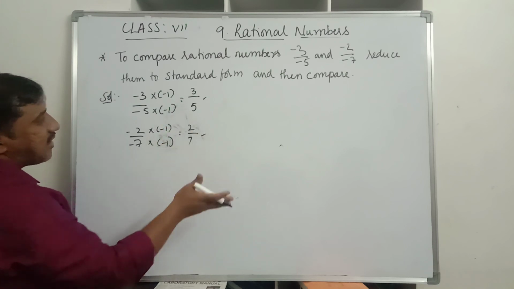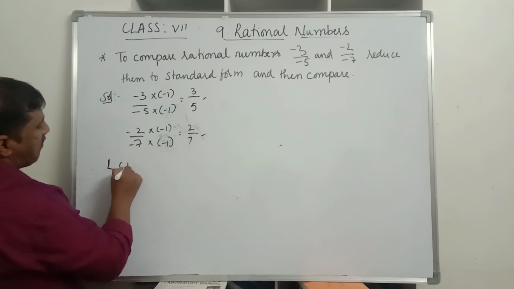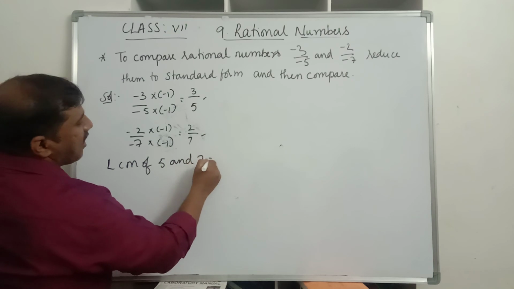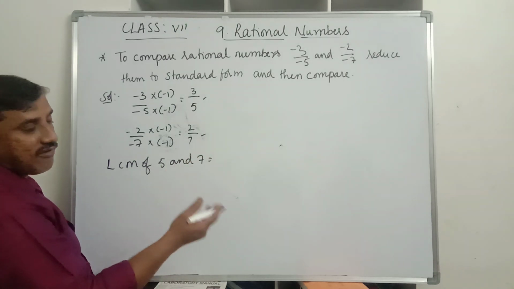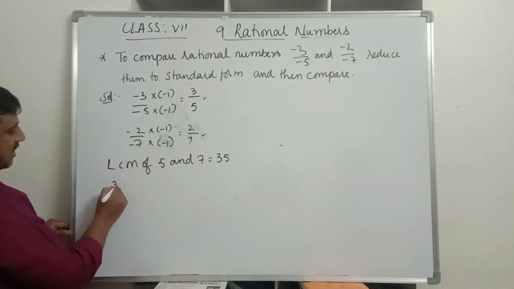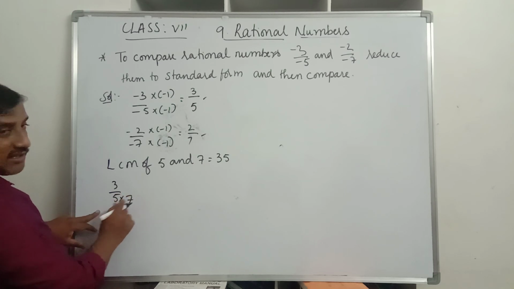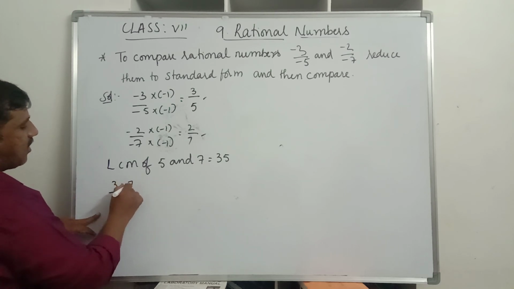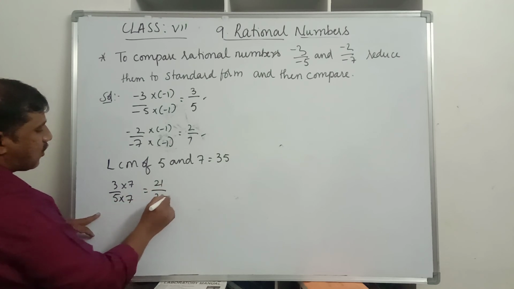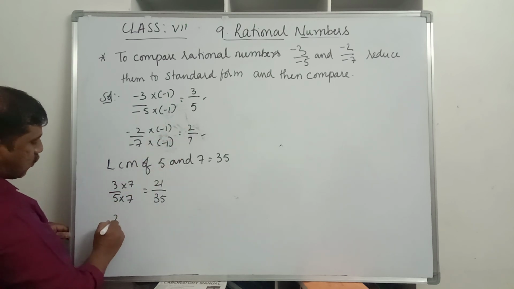So 3 by 5 and 2 by 7. The denominators are different. Convert them to like fractions by finding the LCM. Now LCM of 5 and 7. Both are prime numbers. Therefore their product itself will be the LCM. 5 into 7, 5 sevens are 35. Now convert these fractions. 3 by 5. To get denominator 35, 5 is multiplied with 7. Now 3 into 7, 21, divided by 5 into 7 is 35. 21 by 35.